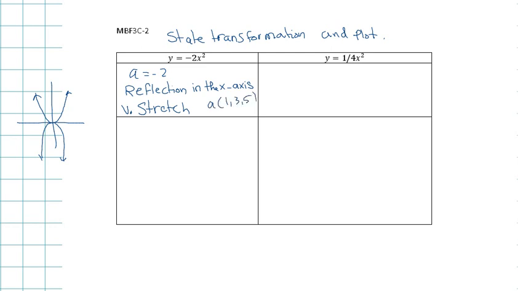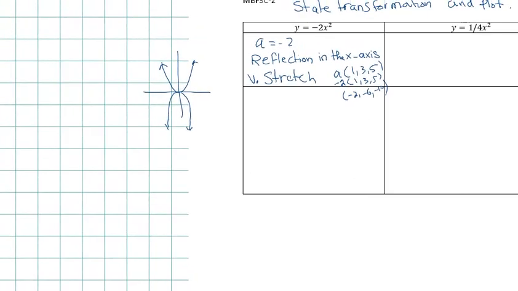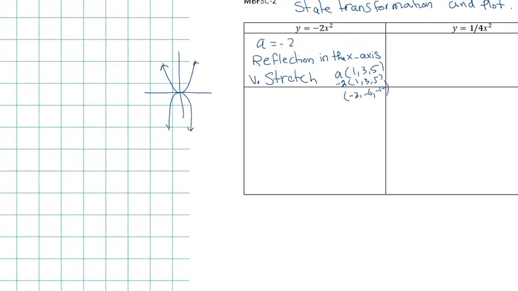So the step pattern is a times 1, 3, 5, right? So my a is what? The a is negative 2. So negative 2 times 1, 3, 5, which is what? Negative 2, negative 6, negative 10. Do you guys understand that? Okay.